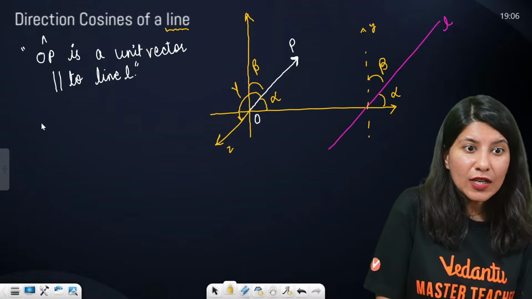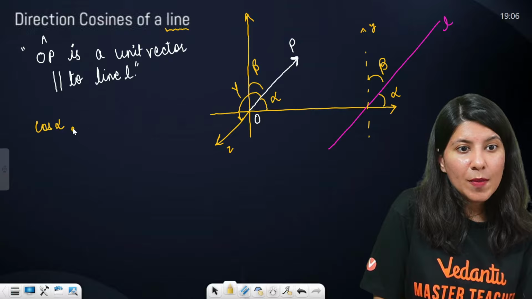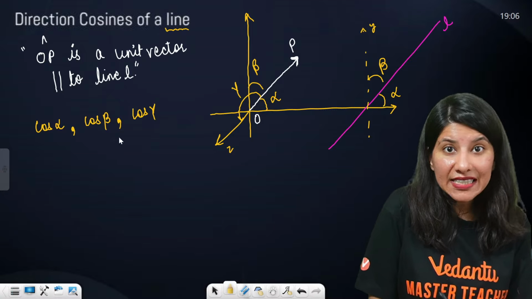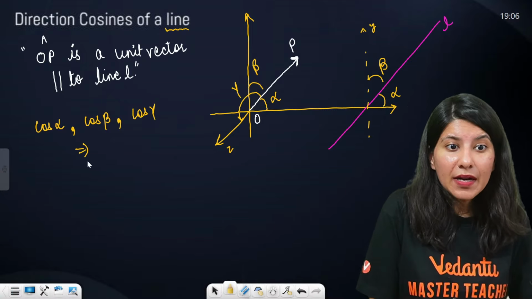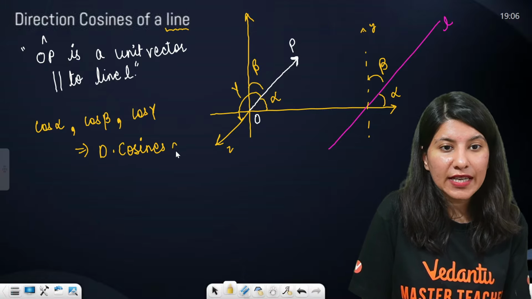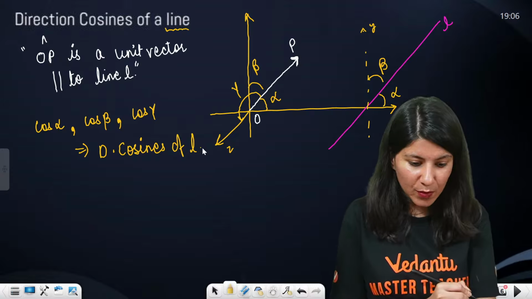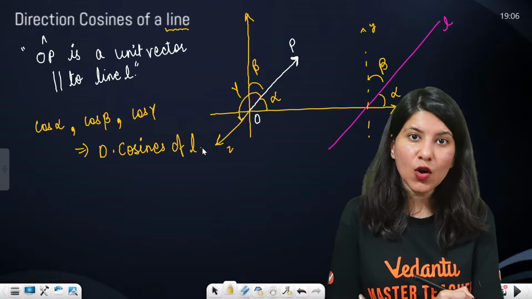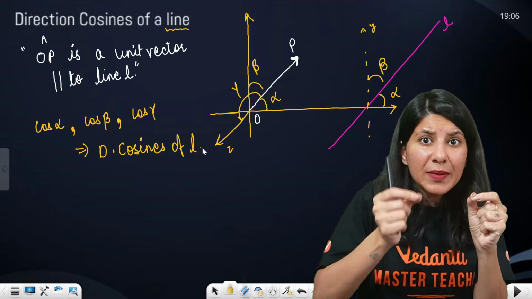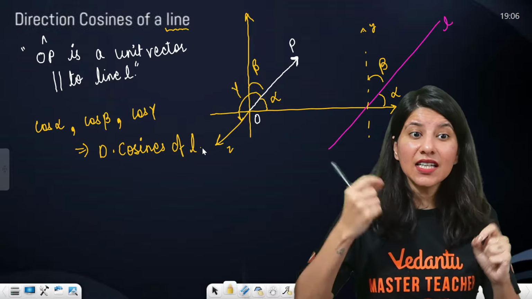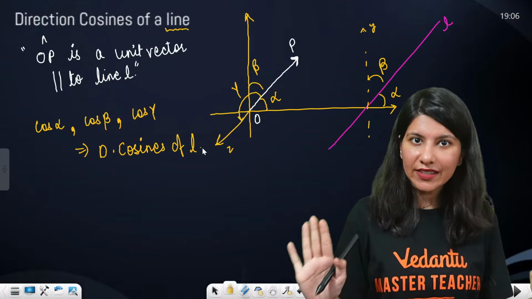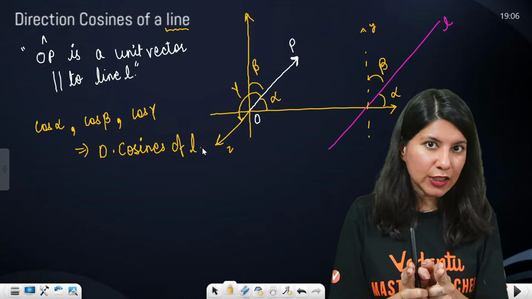Okay, so now cos alpha, cos beta, cos gamma, these three quantities will become the direction cosines of my line L. Direction cosines of L. Are you getting my point? So cos alpha, cos beta, cos gamma are the direction cosines of a line, where alpha, beta, gamma are nothing but the angles which my line is making with the x, y and z axes. Is the definition clear to you guys?